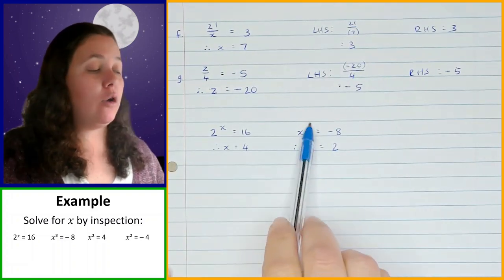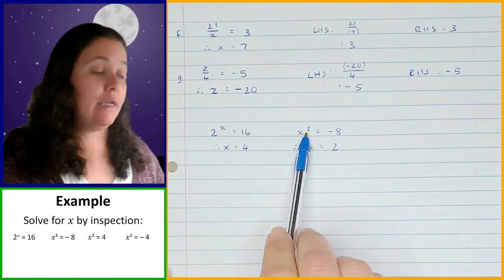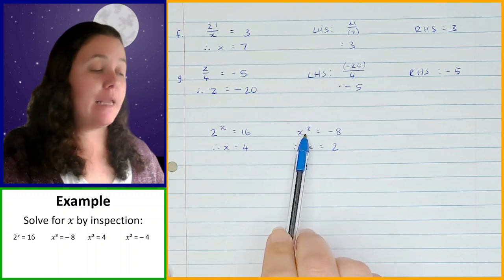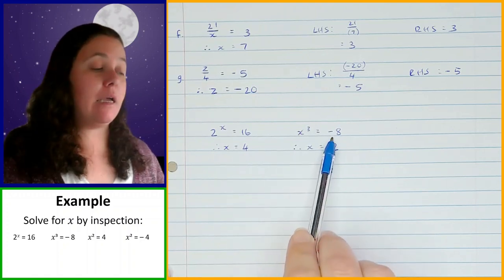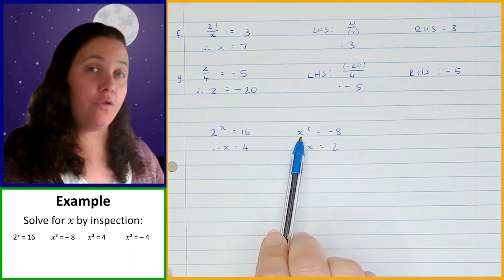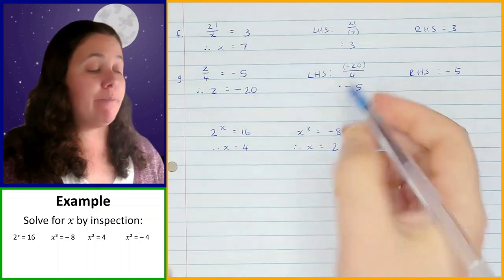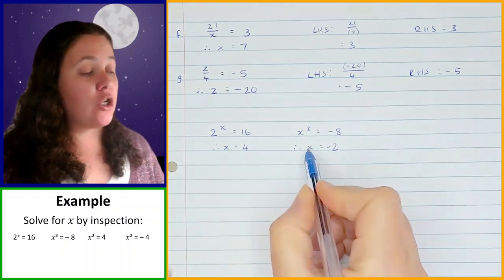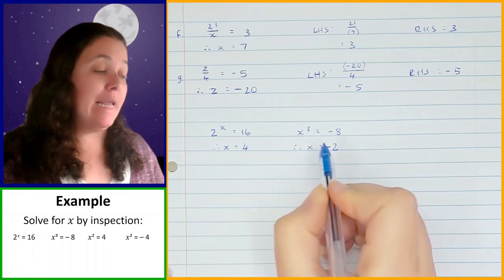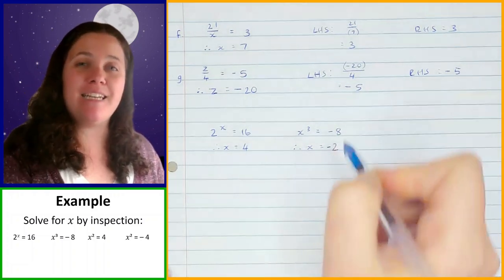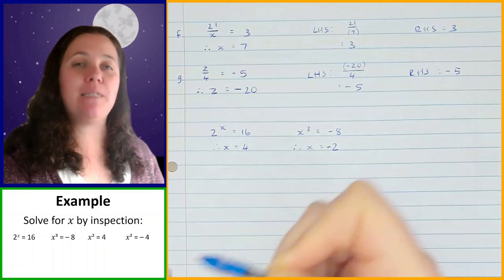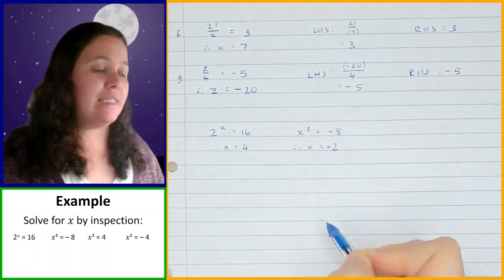Now remember, when we are working with an odd exponent, then it will end up with a negative number if it started off as a negative base. So my base has to be negative. So x is negative 2, and negative 2 cubed is negative 8. Negative 2 times negative 2 times negative 2 is negative 8.